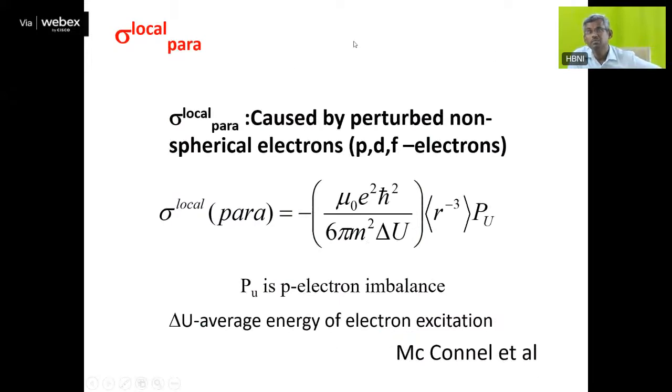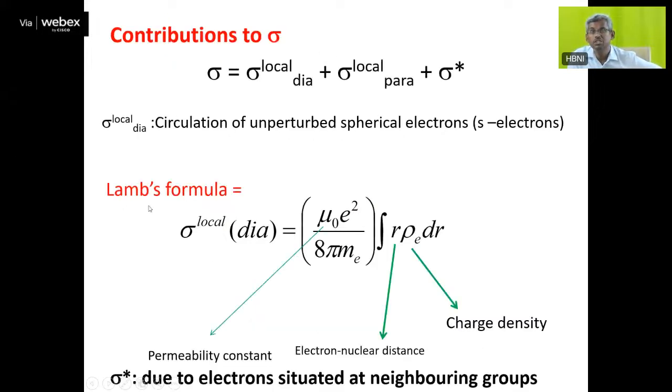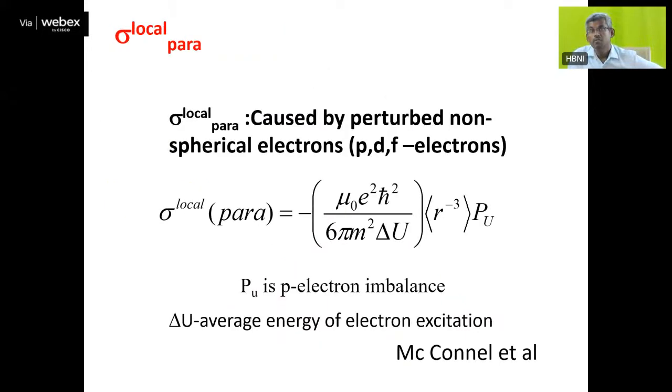The paramagnetic term is caused by perturbed non-spherical electrons, p and d electrons, whereas the diamagnetic term is caused by the s electron density, which I have used for explaining some of the chemical shift differences in the previous case. The p electron density also has an effect, caused by perturbed non-spherical electrons, the p and d electrons, and that is called the paramagnetic contribution to the shielding. No need to remember these expressions, just to have a feeling of how the paramagnetic term is involved.